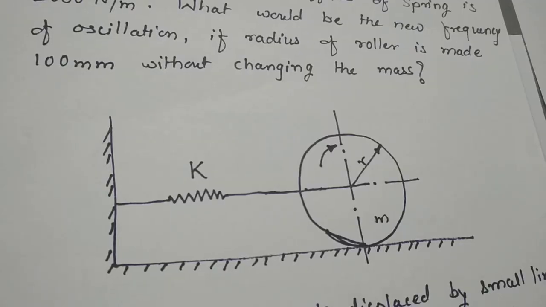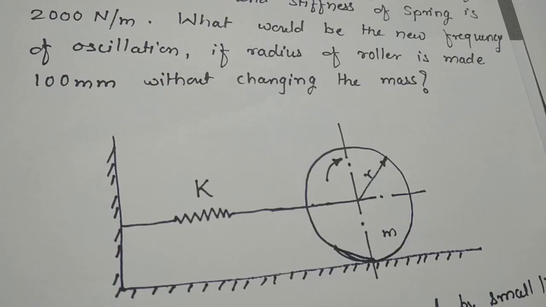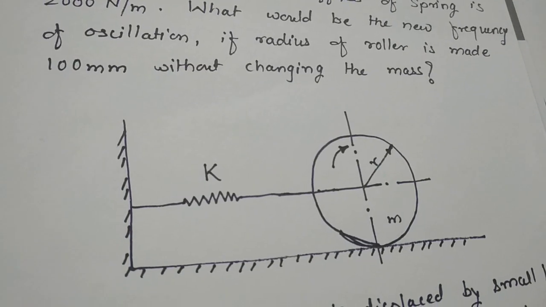Now we will solve this numerical by one of the easiest methods known as the energy method. What is the energy method? We have to take the summation of total kinetic energy plus total potential energy, and it will remain constant. Then take the derivative for that system with respect to time, and that will be equal to 0.